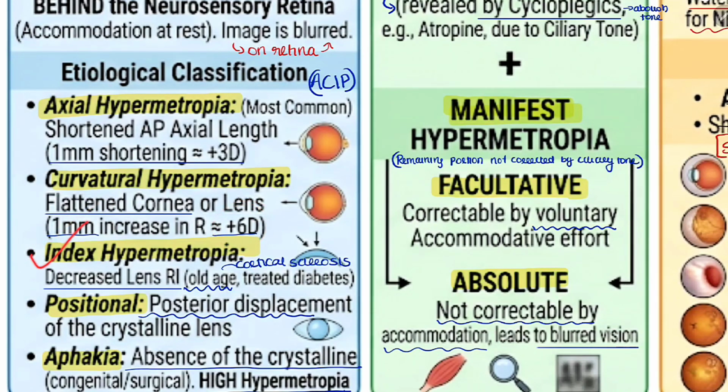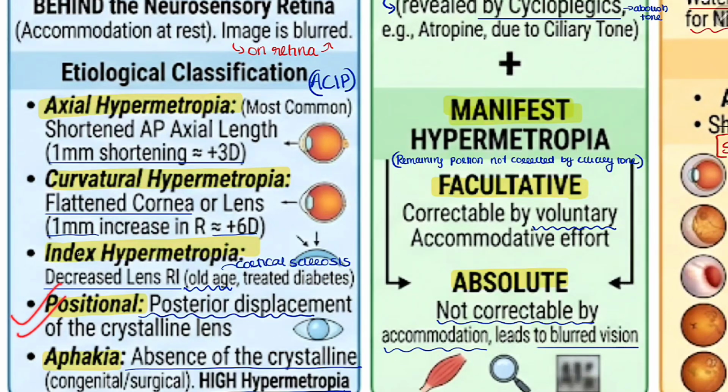Now coming to index hypermetropia, here the lens refractive index is decreasing. In myopia, the lens refractive index was increasing in case of nuclear cataract, that is nuclear sclerosis, while here it is decreasing, and it is seen in types of cortical sclerosis, and also in people with diabetes under treatment. So that is index hypermetropia, the refractive index is decreasing.